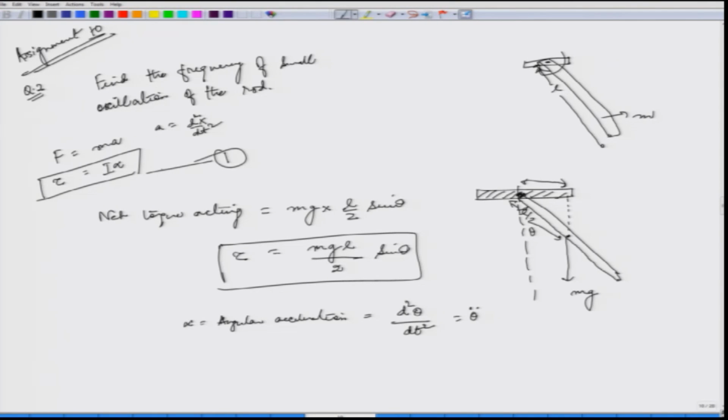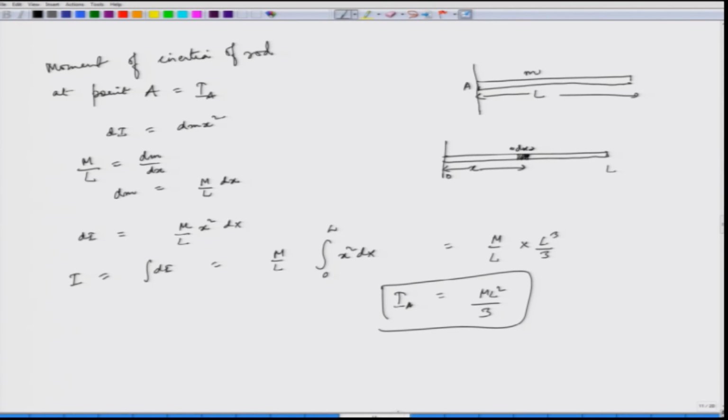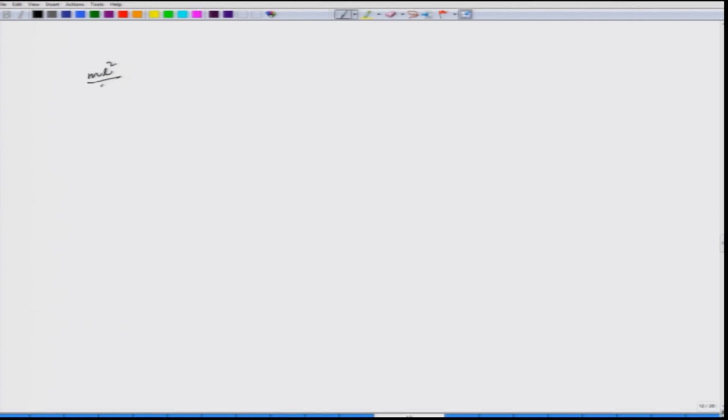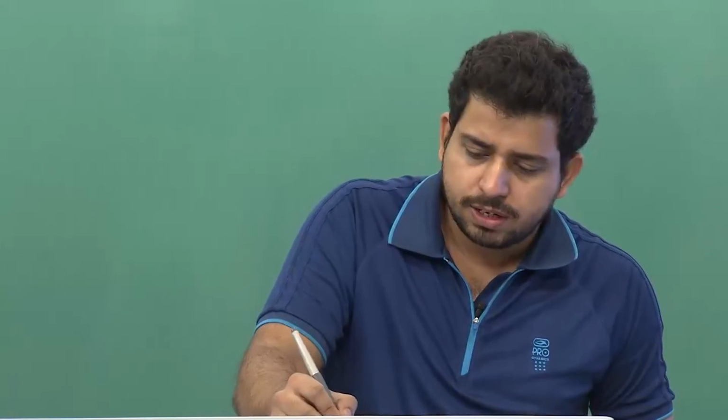I will put this value in equation number 1, and I will get my final answer as m L square by 3 times theta double dot equals minus m g L by 2 sin theta. Why this minus? This minus is because the acceleration and the torque are opposing each other, meaning they are in opposite directions. Due to that this minus is appearing here.